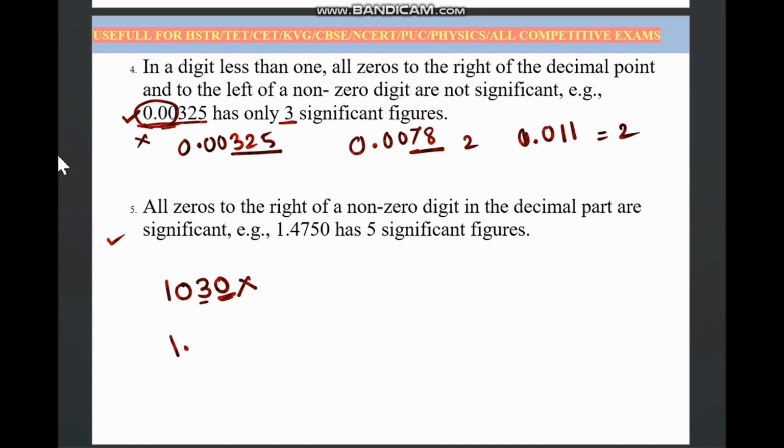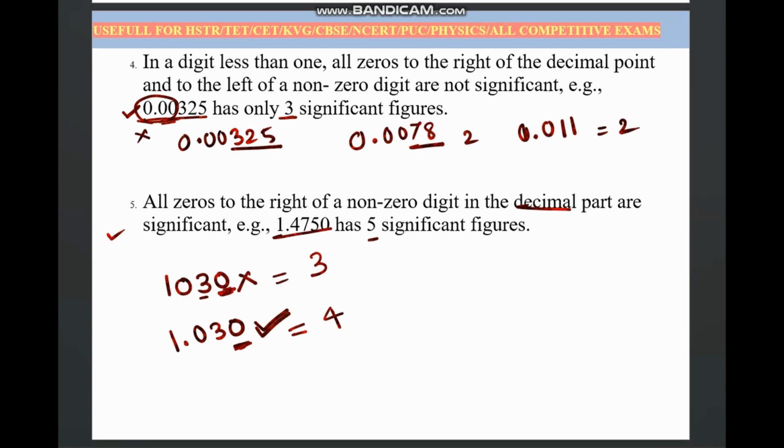But when we take the same number in terms of decimal, see here, 1030, this last zero is not significant. But in this 1.030, this last zero is significant. If we consider the decimal part of a number, a last digit of a number that is zero, that is a significant figure. In this, significant figures are 3, but in this, significant figures are 4. Again, here we have one more example, 1.4750. It has 5 significant figures.